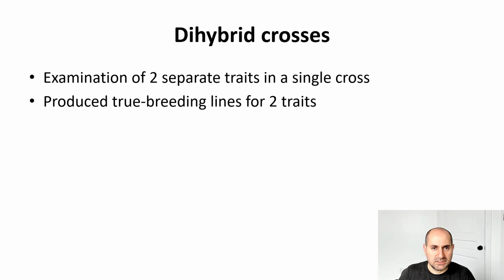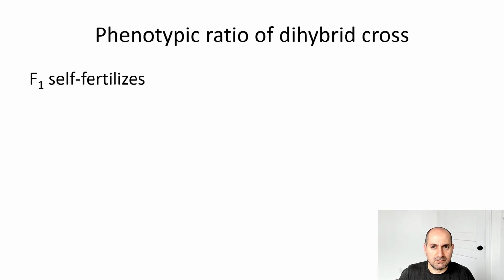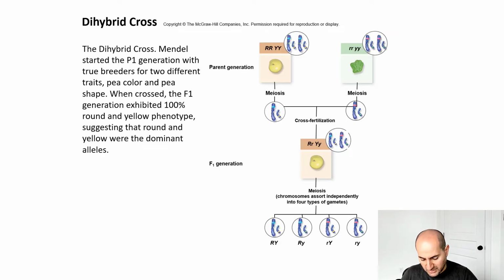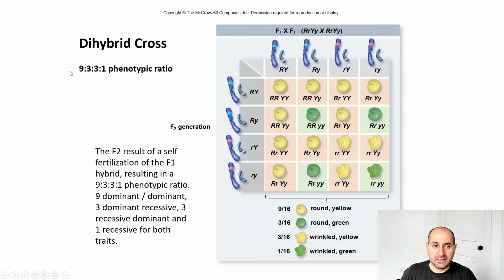I'm not going to have a Punnett square on there for you to solve. However, I do want you to know this about the dihybrid cross. In a dihybrid cross, this results in a 9-to-3-to-3-to-1 phenotypic ratio. So see this? We had 9 round yellows, 3 round greens, 3 wrinkled yellows, and 1 wrinkled green. So it's a 9-3-3-1 phenotypic ratio.